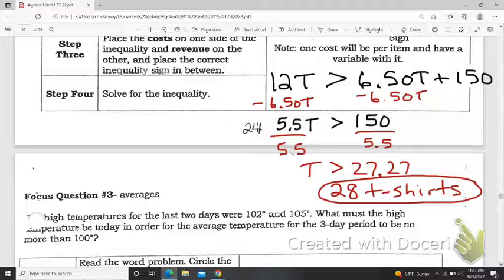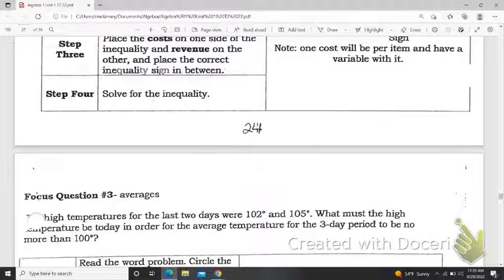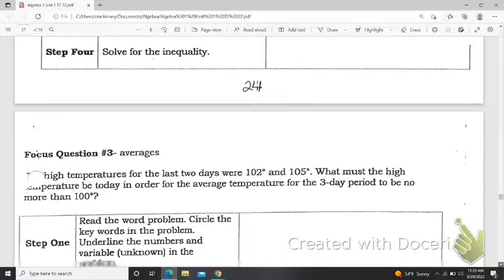So we'll have a few more examples like that, and I will set them up with the revenue on the left to start with. All right, so next we have a sample question that includes averages.